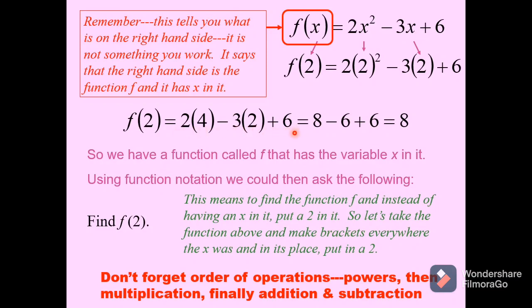Then, simplify it again. 2 times 4, that is 8. Negative 3 times 2, that is negative 6. Then, copy plus 6. Simplify ulit. 8 minus 6, that is equal to 2, plus 6, that is equal to 8. Finally, the answer for this is function of 2 is equal to 8.